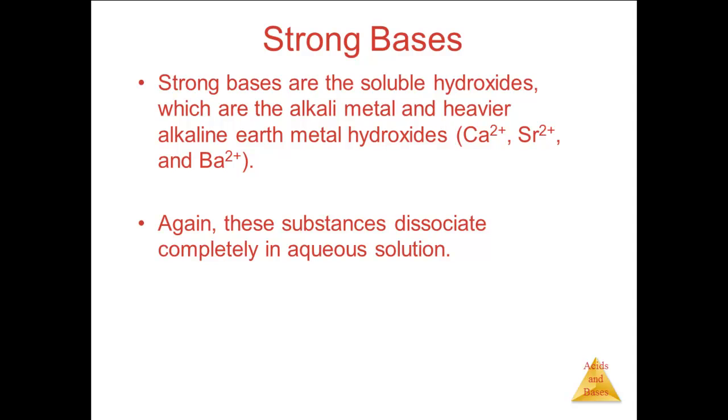If the base has only one OH minus, like sodium hydroxide, NaOH, then pOH equals minus the log of the concentration of the base. If it has two OH minuses, like calcium hydroxide, Ca(OH)2, then we need to multiply the base concentration by 2 to get the concentration of hydroxide ion. And pOH would be equal to minus log of 2 times the concentration of the base.